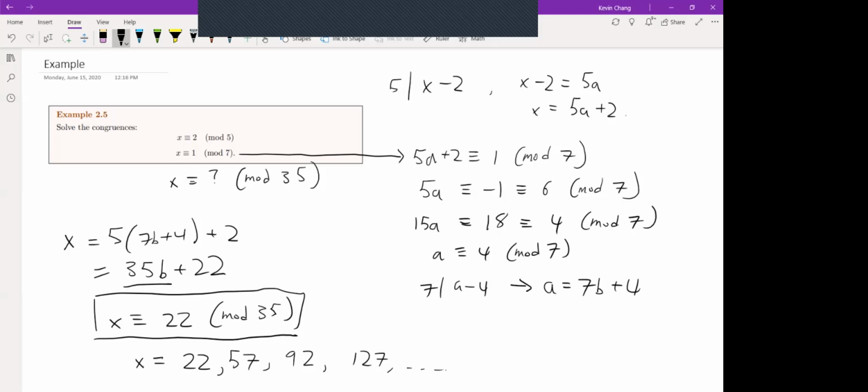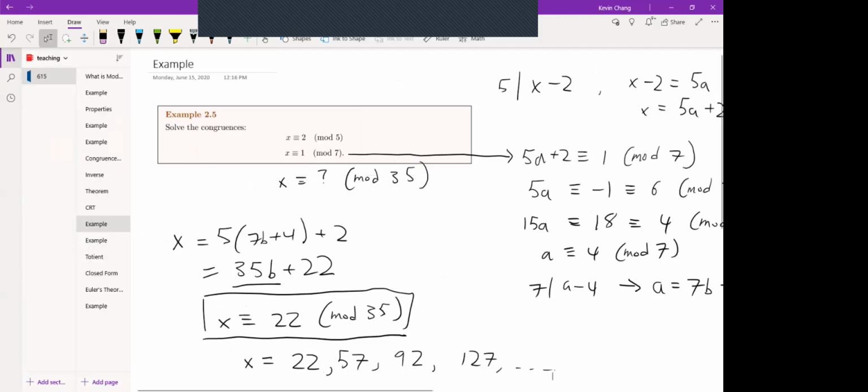And so you might see problems in competitions that don't state a system like this very specifically. They might say, when a number x is divided by 5, the remainder is 2. And when it's divided by 7, the remainder is 1. Find the sum of all possible values of x in a certain range. And so in that case, you would just convert them to congruences and we can just solve it like this. And you can get all possible values of x and just add them in that range or whatever the problem asks for.